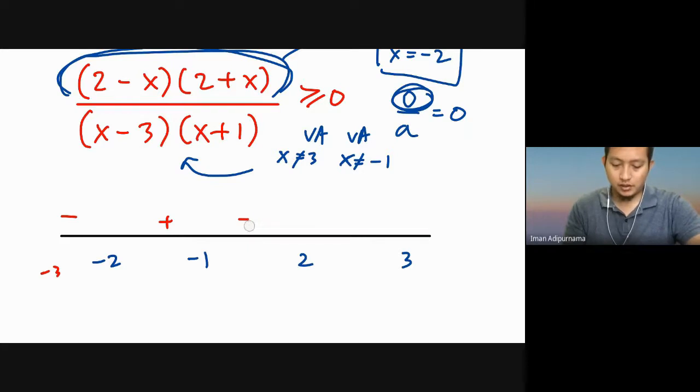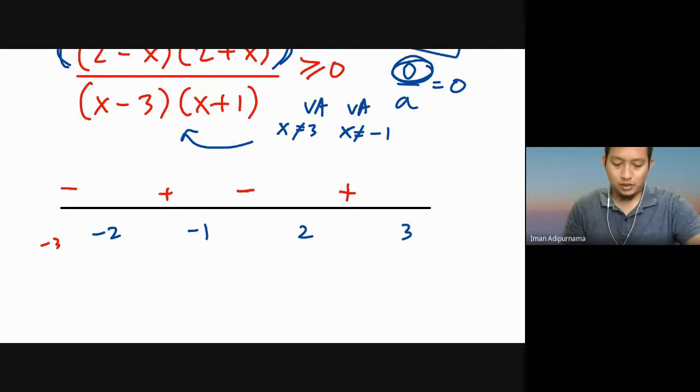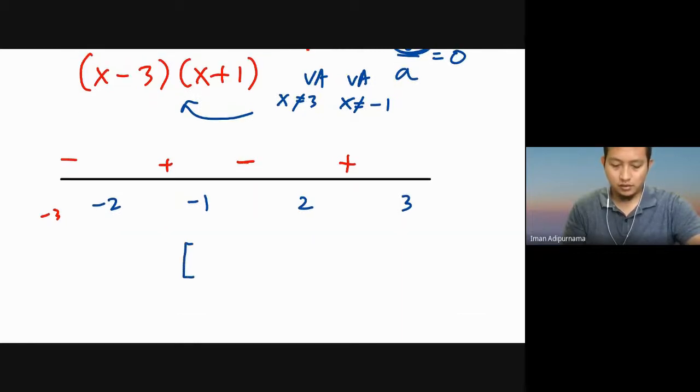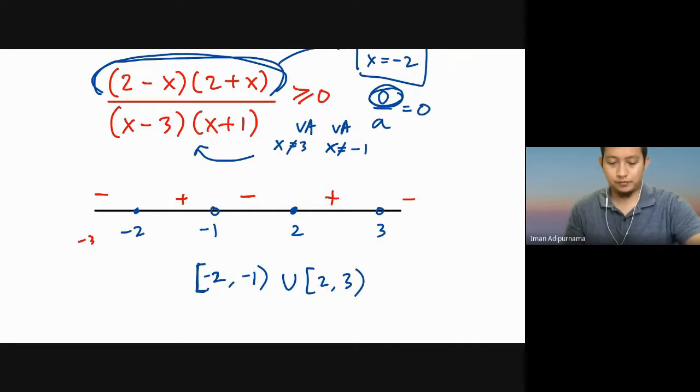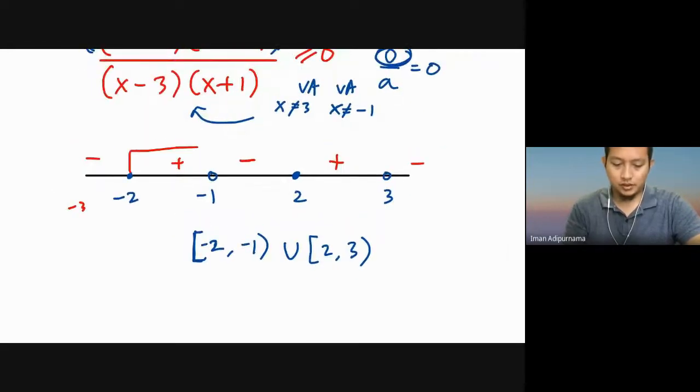Is this positive or negative? At 0, negative. Sorry, 0 is negative. This is positive. So we need to include negative 2. So this will be closed, open, closed, open: negative 2, negative 1, and then 2 and 3. I think this will also be negative. So we need to find this part here.